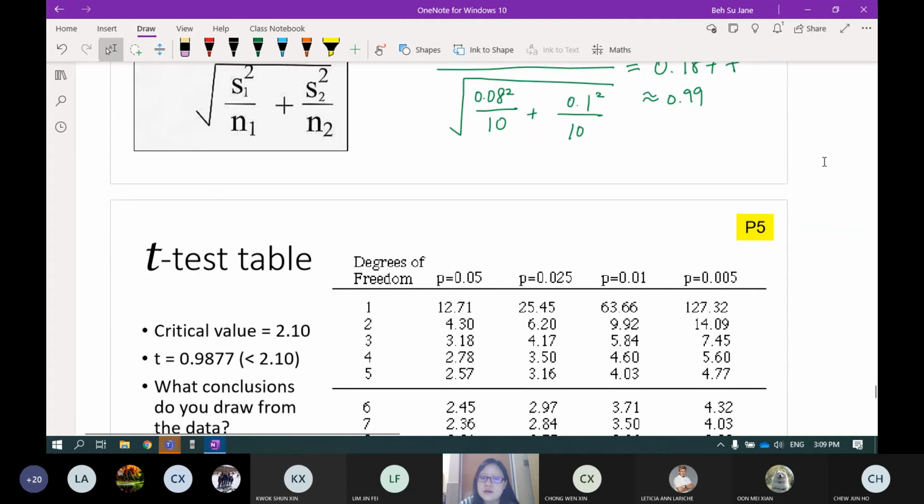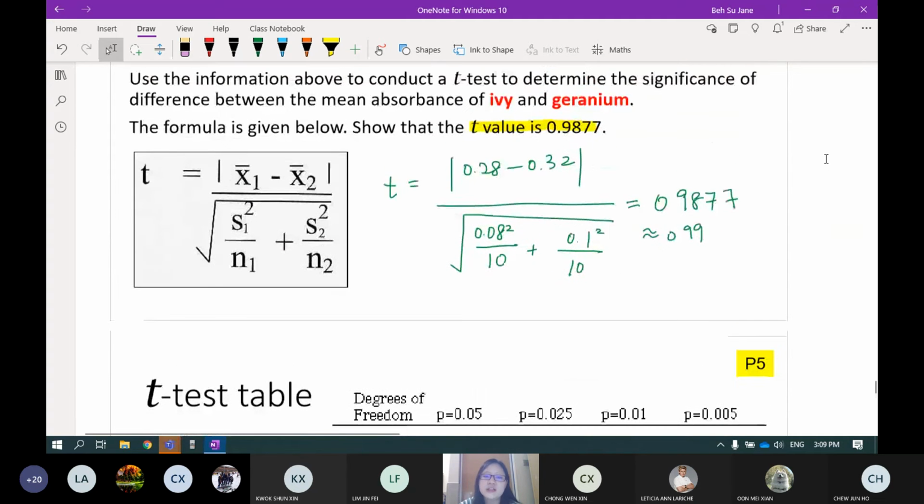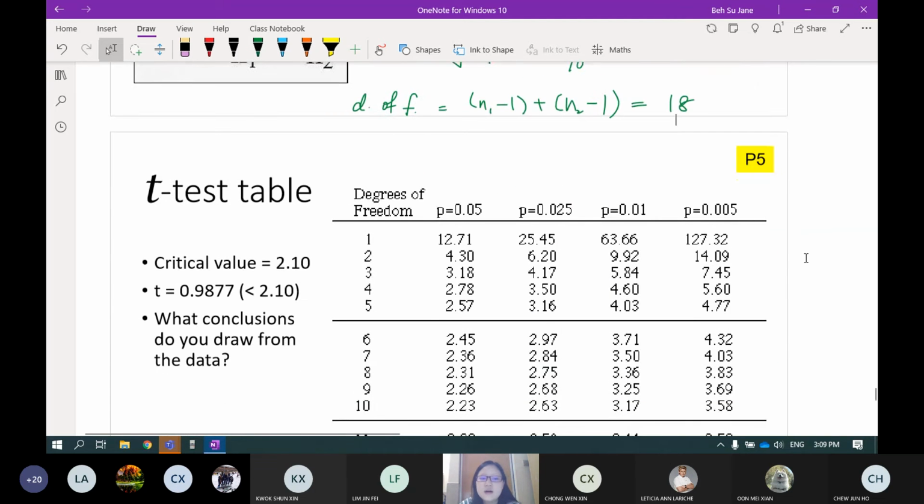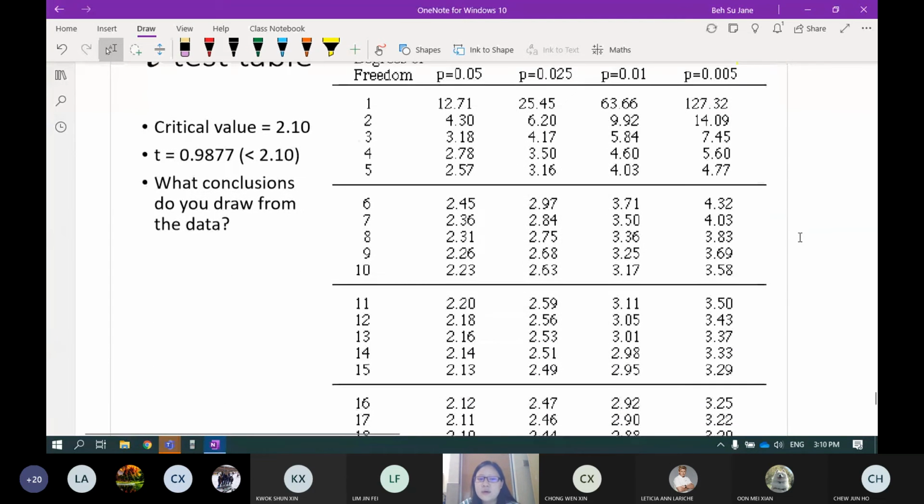Anyways, moving on. What we're going to do? Oh, we're going to calculate the degree of freedom before we look at the table. So degree of freedom, okay, just so I don't confuse you, DF. Degree of freedom is n1 minus 1 plus n2 minus 1, sorry. I find that this makes a lot of sense. So equals 18, because it's 10 each, so 9 plus 9. So now we can look at the table.